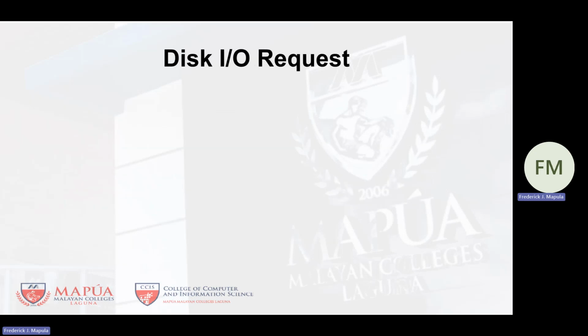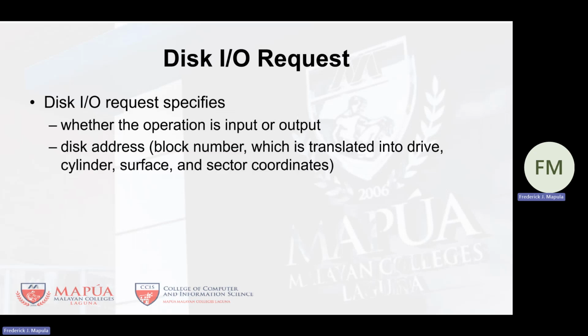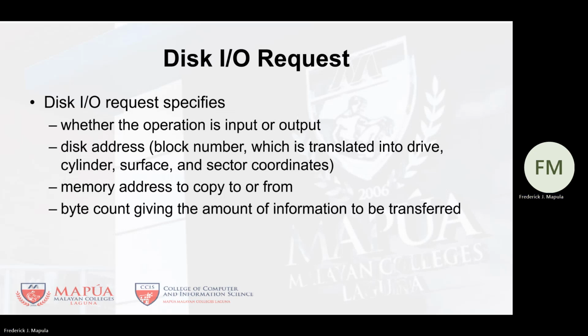Okay, so this I/O request specifies whether the operation is input or output, like if we're using the mouse or keyboard or other I/O request. It has the address block number, which is translated into drive, cylinder, surface, and sector coordinates. We also have the memory address to copy to or from. And the bytes count giving the amount of information to be transferred.